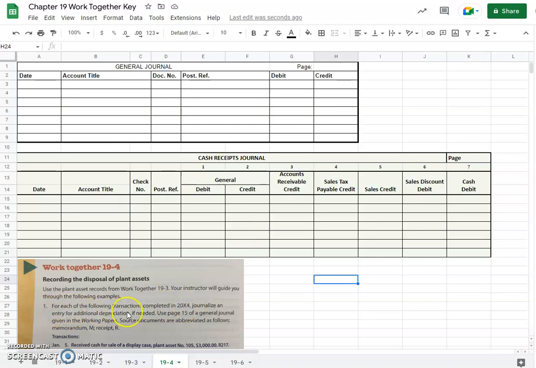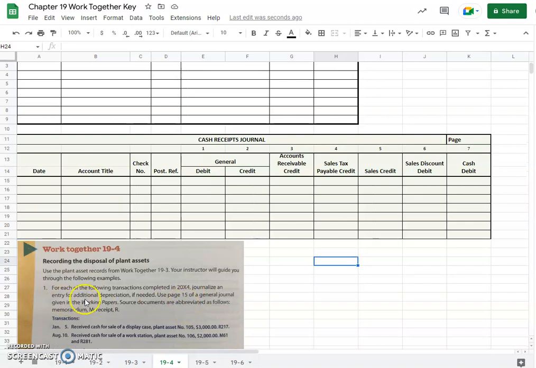It says, for each of the following transactions completed in 2024, journalize an entry for additional depreciation if needed. Use page 15 of the General Journal given in the working papers, or just on this tab. Source documents are abbreviated as follows. Memorandums are M's, receipts are R's.